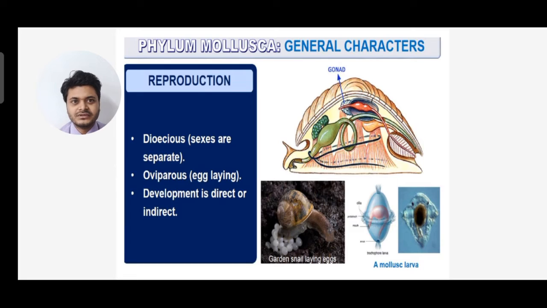Now let's talk about reproduction. They are dioecious, that means sexes are separate; the male and female organisms are separate. They are oviparous, that means egg-laying organisms, and the development is direct or indirect. You can see an example of mollusk larvae, and a garden snail laying eggs because they are oviparous.